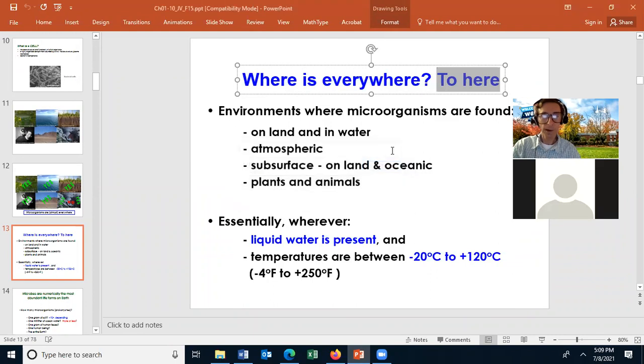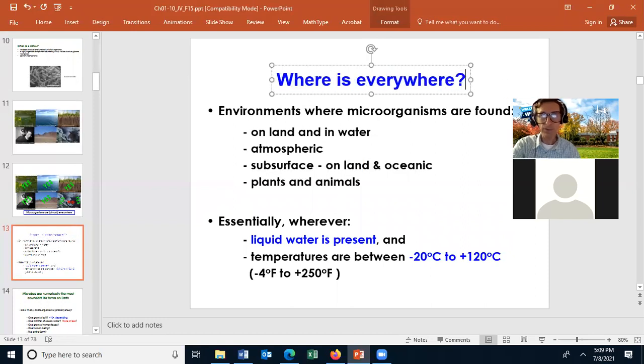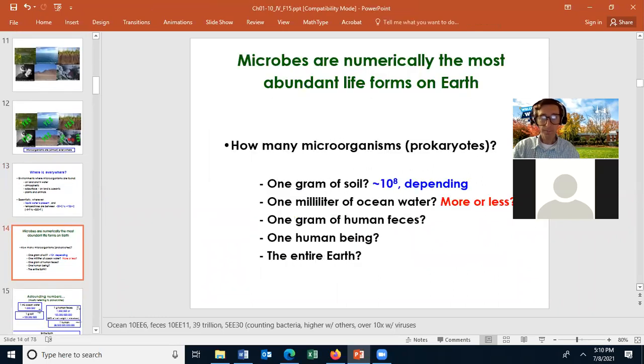So we talked about where everywhere is and where you can find microorganisms, and that's essentially almost everywhere on the planet. The exception is when there is lava or a volcanic vent. You won't have cells because the temperature will kill them. Even under freezing temperatures, you won't have living cells, but they will be frozen. And once it thaws out, you can have life.